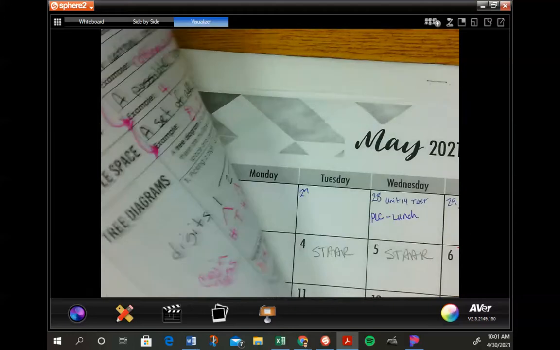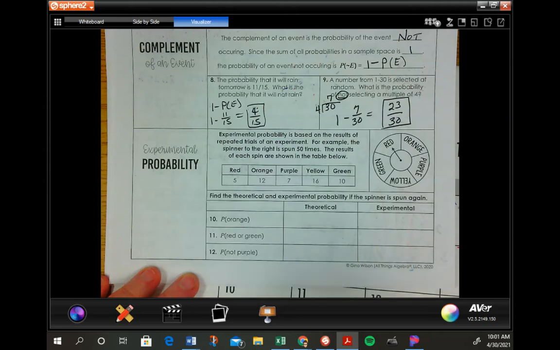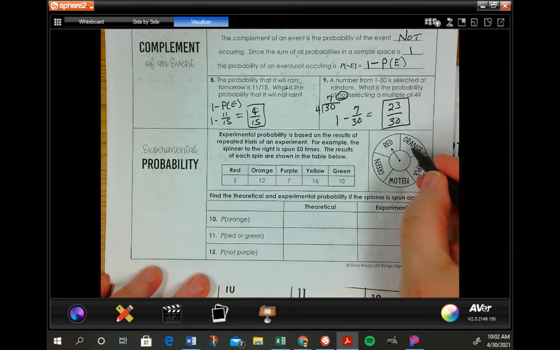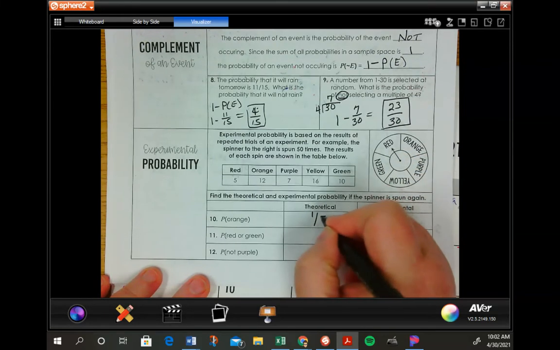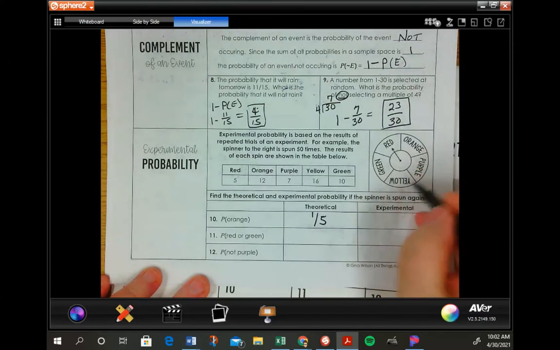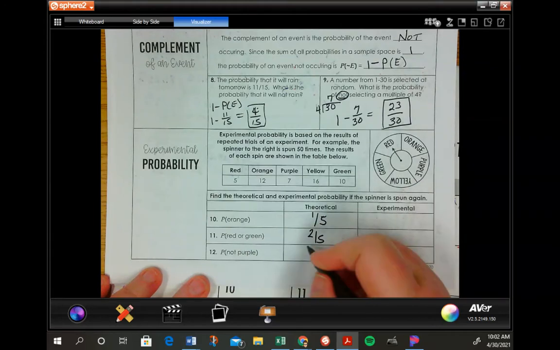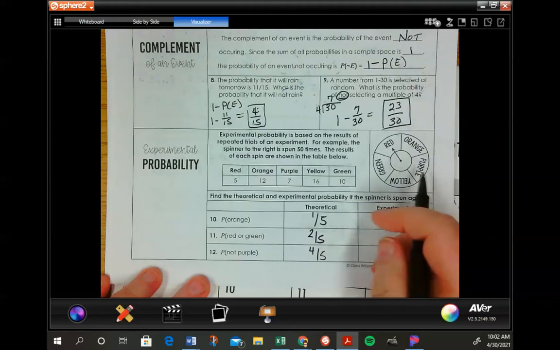All right. Experimental versus theoretical. Experimental means we're actually going to try and do the experiment. Theoretical means, hey, this is what it should be. So like probability of an orange. Getting orange is 1 out of 1, 2, 3, 4, 5. Red or green is 2 out of 5. And not purple is 4 out of 5. Take the ones that are not purple and put it over 5.